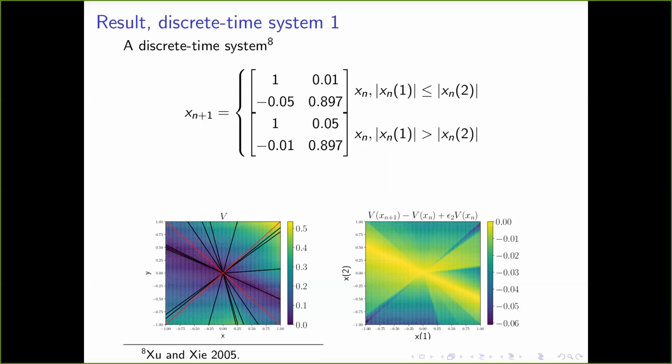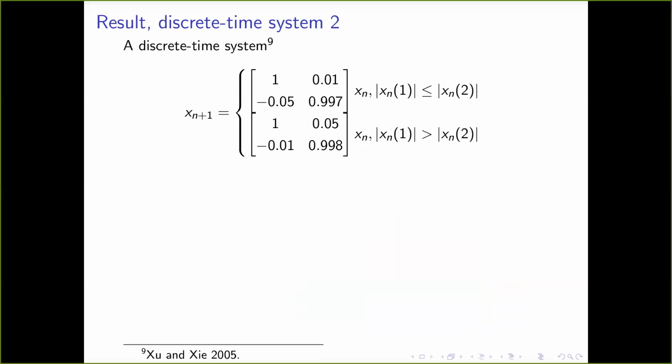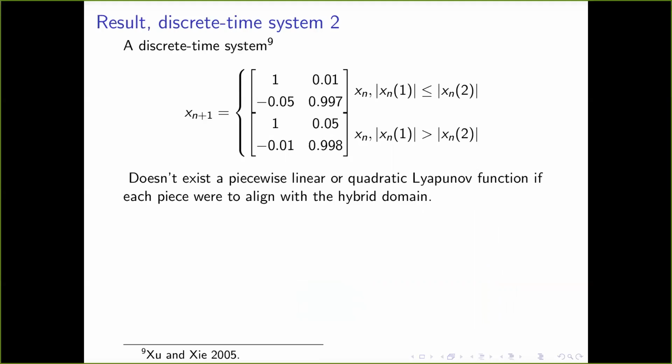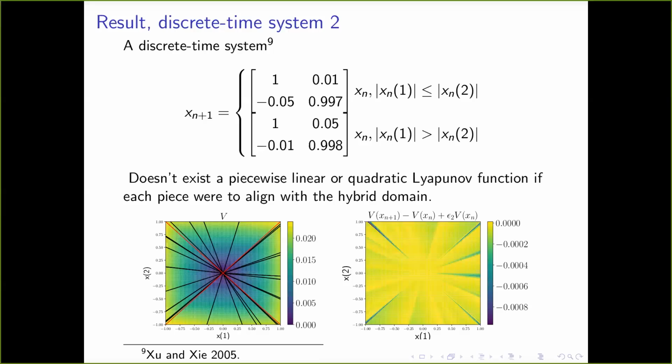Previously, researchers have shown that if the system dynamics is changed a little bit, then there doesn't exist a piecewise linear or piecewise quadratic Lyapunov function if each piece were to align with the hybrid mode. Using our approach, which can freely search over the domain of each piece, we can successfully find the Lyapunov function, which we draw the color map of below. This shows the advantage of our approach over searching with a fixed domain of each linear piece.